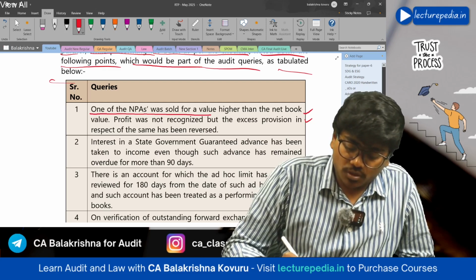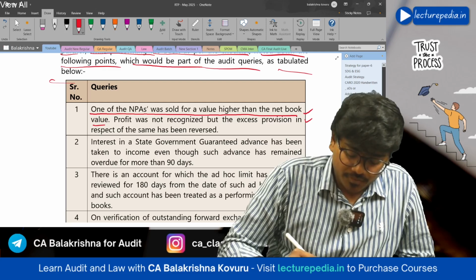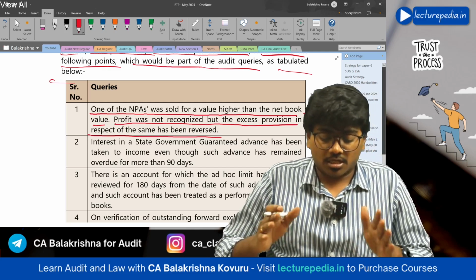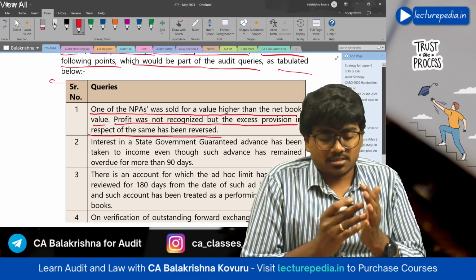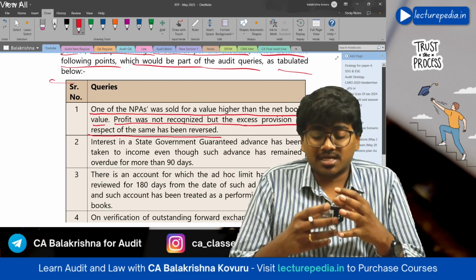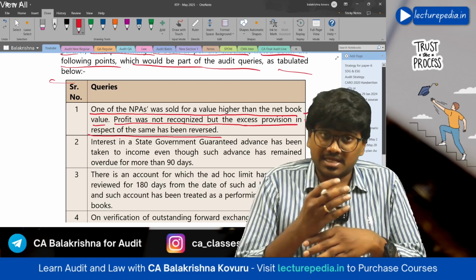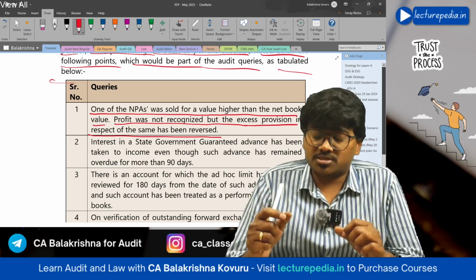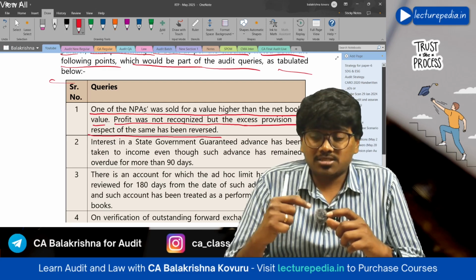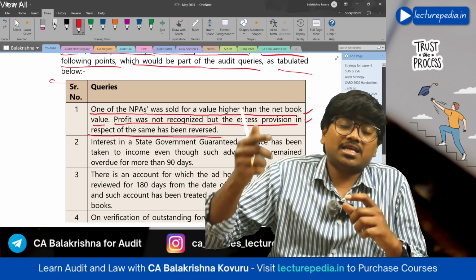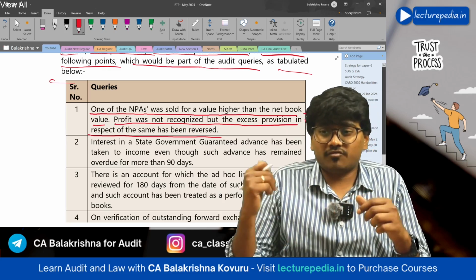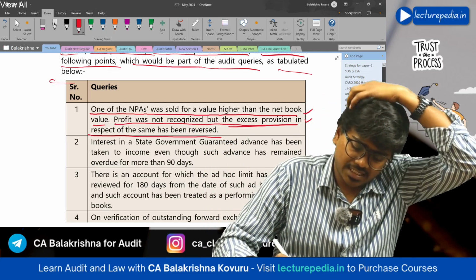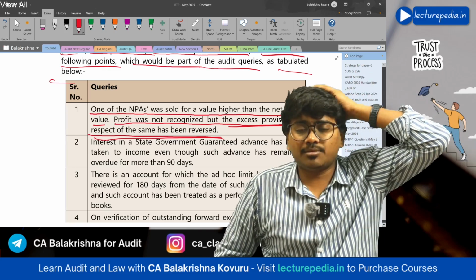One of the NPAs was sold for a value higher than net book value. Now the profit was not recognized, but excess provision in respect of the same has been reversed. Now why has this query been raised, you need to answer. See, in case of sale of an NPA, if you receive any profit, that profit should not be recognized in the profit and loss account, and that profit should not be used for reversal of provision. Instead, such profit should be used to cover the loss that you might incur on sale of other NPAs. So this is the provision because of which this query is raised, and the appropriate resolution for this query is to reverse the entry that has been passed adjusting the provision, right?